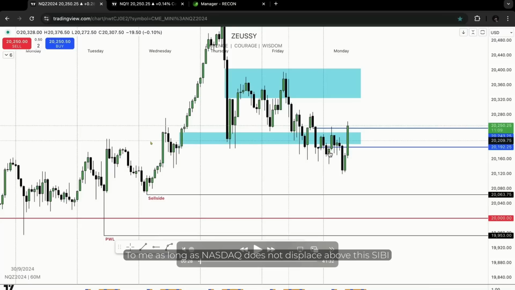To me, as long as Nasdaq does not displace above this CB, I'm anticipating a high to form in this area to then displace towards the downside and reprice towards sell-side liquidity. Therefore, this was my point of interest for the morning session.